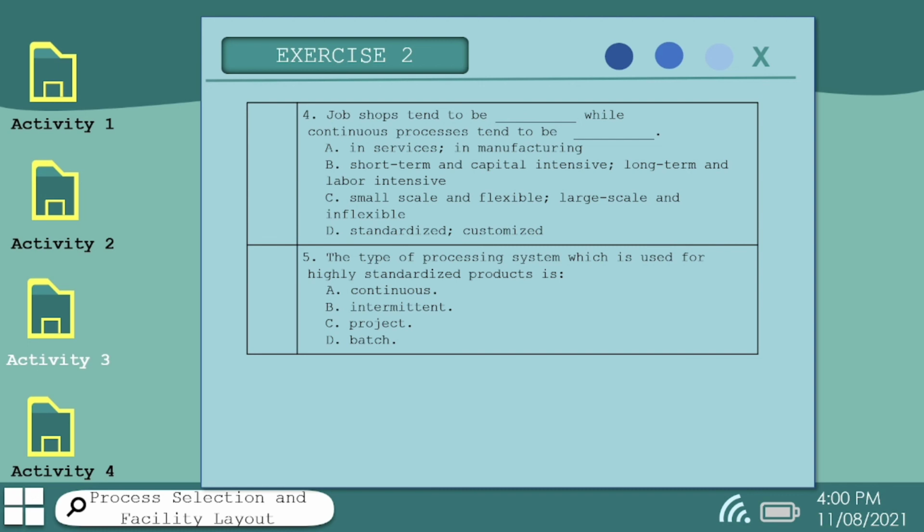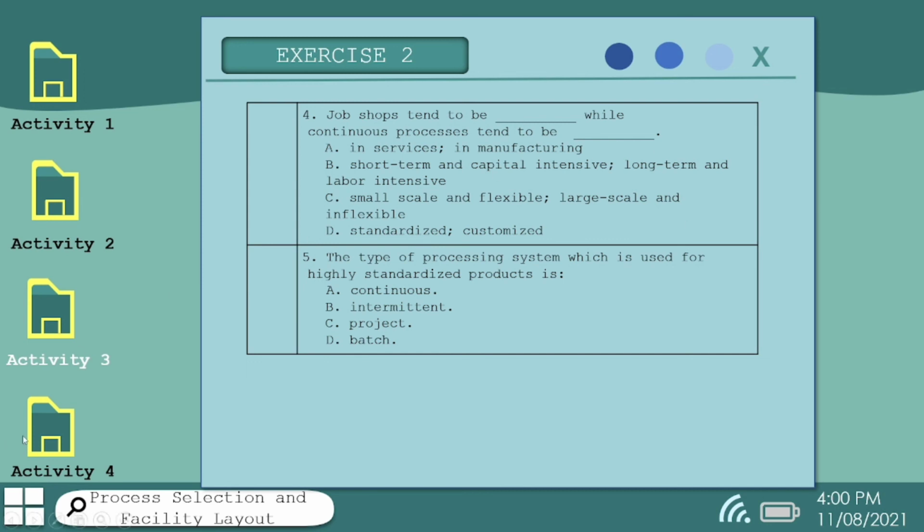Here is where process flexibility comes in. Continuous processes tend to be large scale, usually used in large businesses, and inflexible. For question number 5, the type of processing system which is used for highly standardized products is letter A, continuous.